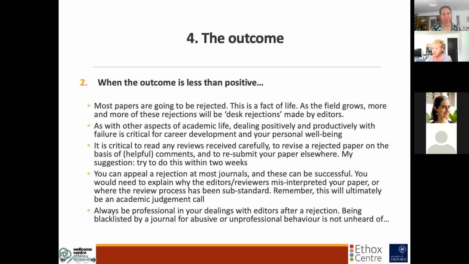But be professional. I have seen situations where authors have been blacklisted by journals, i.e. not further considered for any future papers because of abusive behavior toward editors after rejection. Perhaps surprisingly, it isn't an uncommon thing. Editors get a lot of abuse, or they get snide remarks or such like from unhappy authors quite frequently. Don't be one of those people. It can get you into trouble.